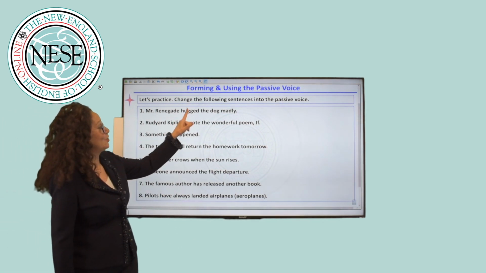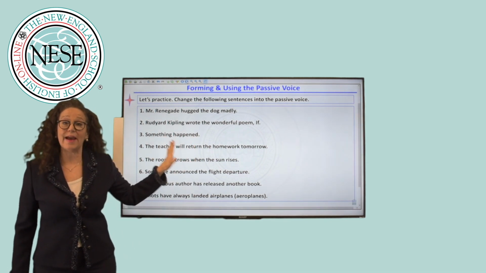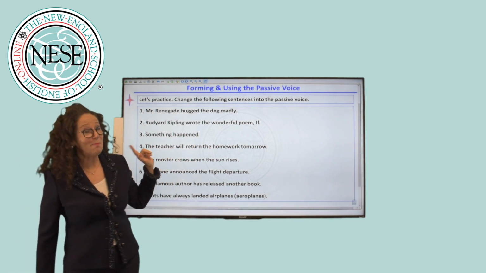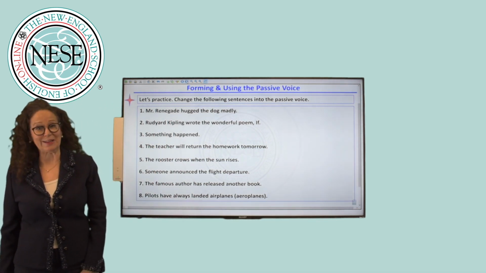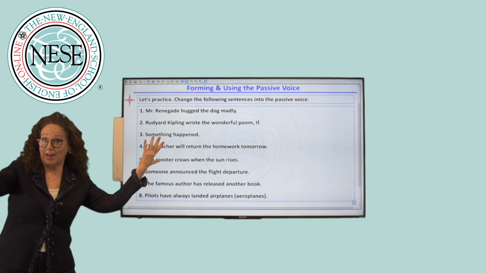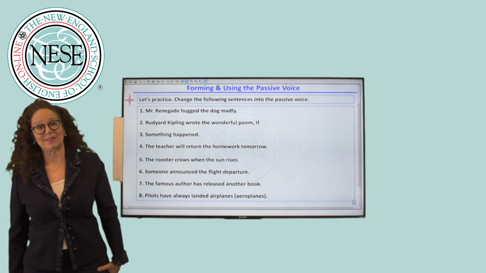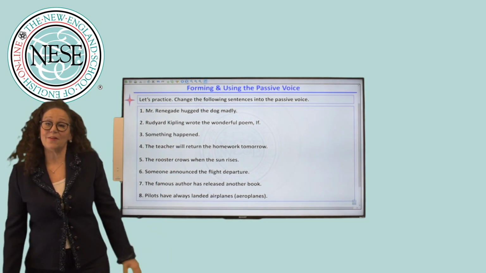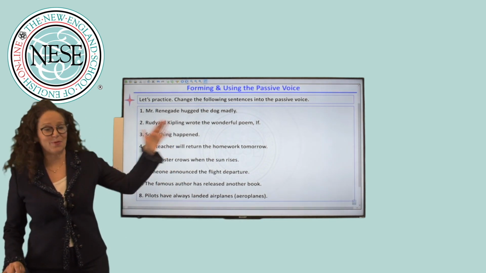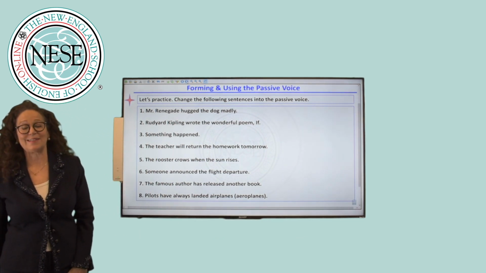So, change the following sentences into the passive voice if they can be changed. Maybe there's a sentence or two, I'm not telling you, or possibly three, I'm not telling you, that cannot be changed into the passive voice. So if it can be changed, change it, and if it can't, leave it. So put the video on pause, do this, and I will be there on the next slide. See you in a moment.